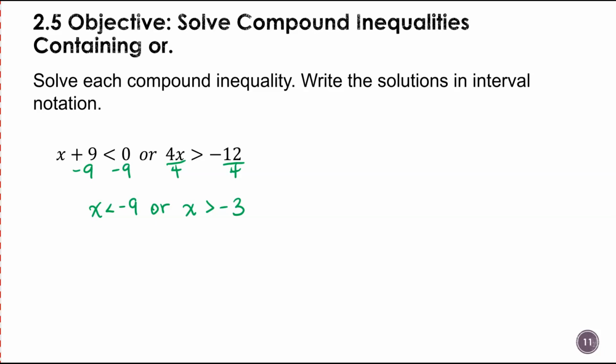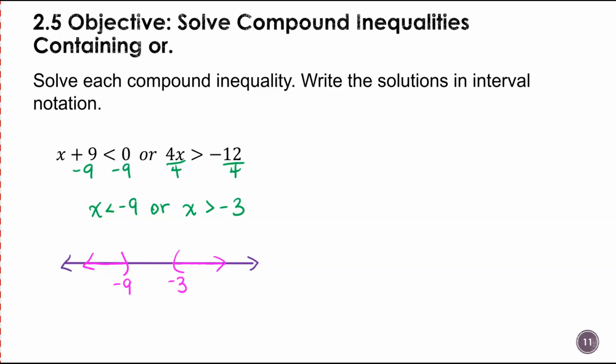Now we want to put this on the graph and interpret what it's saying, based on the fact that this is an OR inequality. It is still a compound inequality because there are two inequalities here. All right, so x is less than -9. So we're going this direction. Or x is greater than -3.